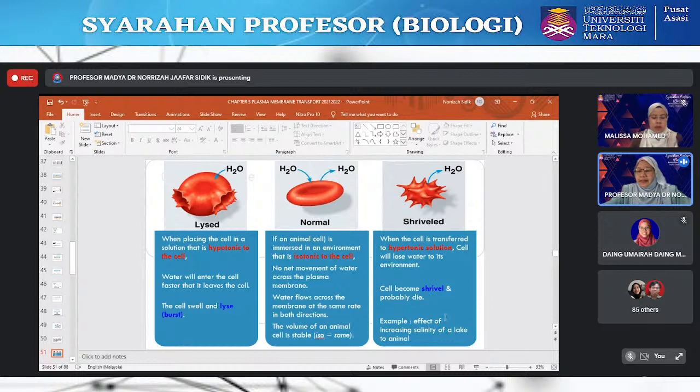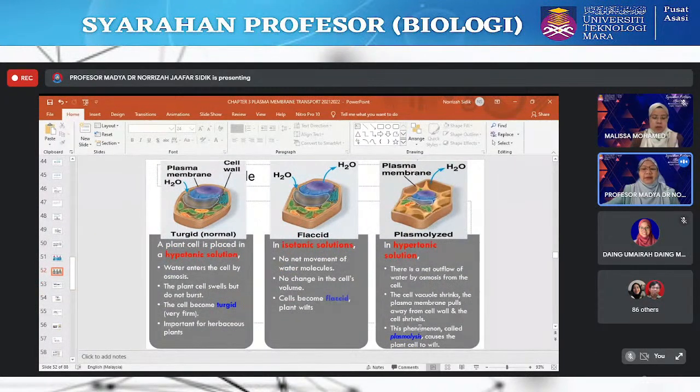The example given here is the effect of increasing the salinity of a lake on the animals. Now we look at what happens when we place a plant cell in a hypotonic solution. Remember that the plant cell has a cell wall. So when put in the hypotonic solution, the water enters the cell by osmosis. The plant cell swells, but it does not burst. The cell becomes turgid, very firm, and this is very important for herbaceous plants.